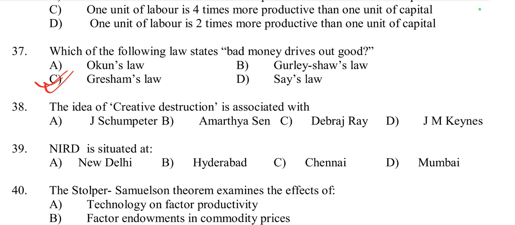So earlier you see that first we launched the coin in gold or silver. These coins disappear in the market because people hoard them to get more value from them. So this is called good money. The definition of Gresham's law is bad money drives out good money out of circulation. So option C is right here.